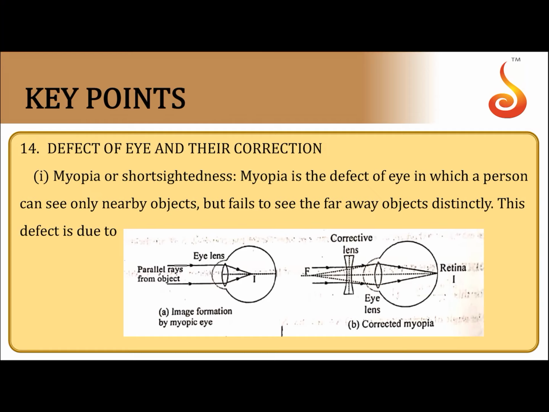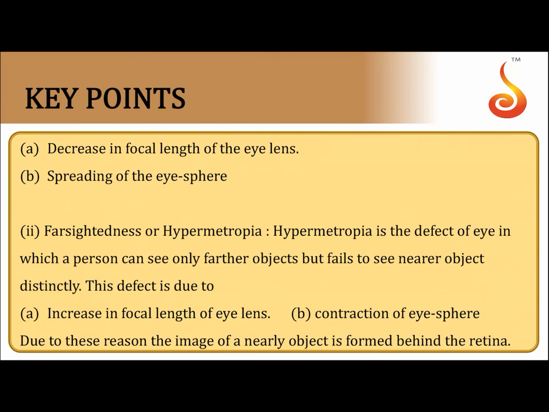And what are the common defects of eye and what is their correction? One is myopia or short-sightedness. Myopia is the defect of eye in which a person can see only nearby objects but fails to see the far away objects distinctly. This defect is due to decrease in focal length of the eye lens, elongation of the eye sphere.